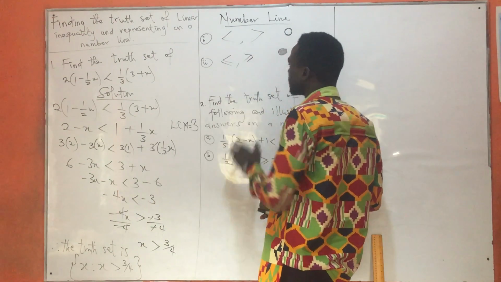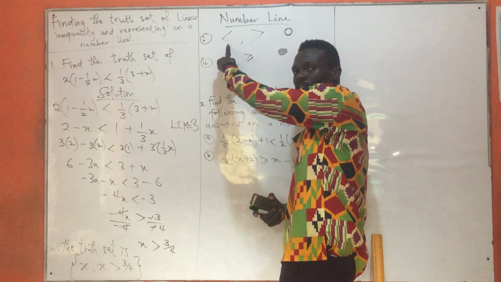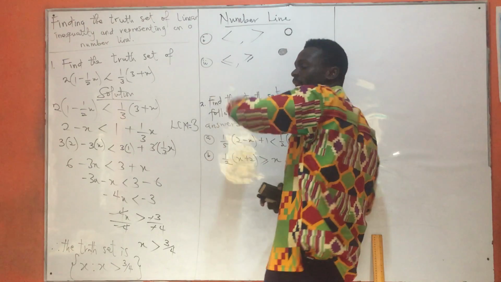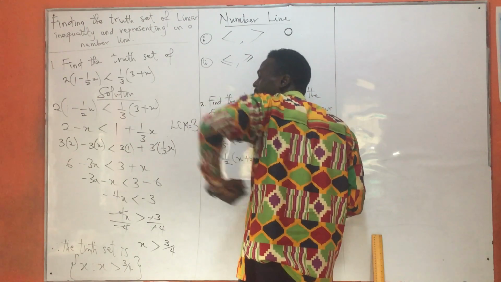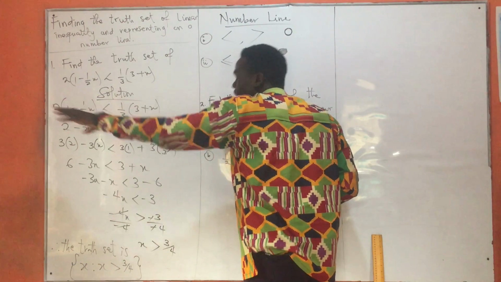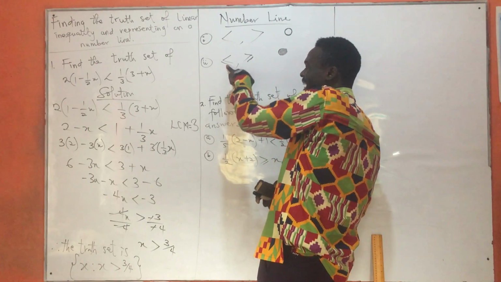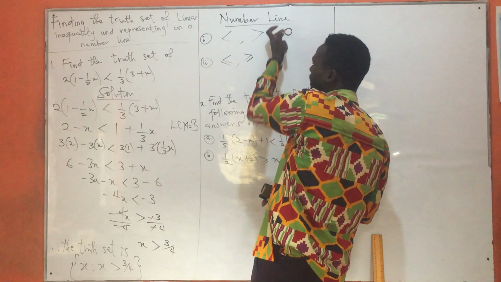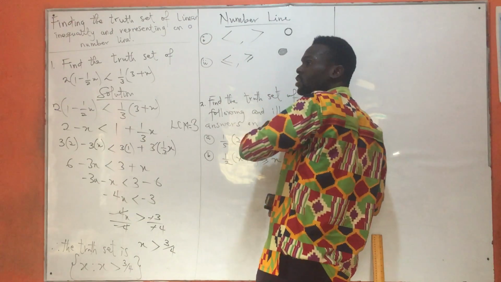What it means is that if the expression has the less than sign, then on the number line we are moving to our left. Okay? The same thing happens with less or equal to. But what will differentiate between the two is the rings. One is shaded, one is unshaded.